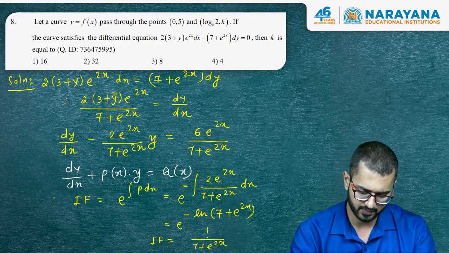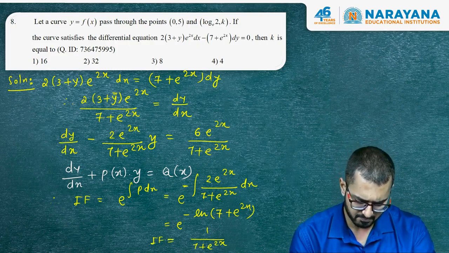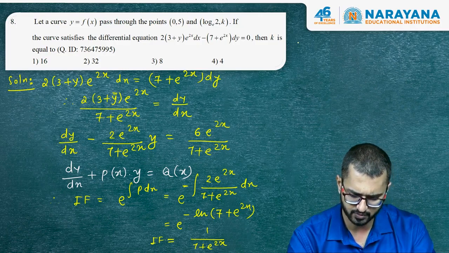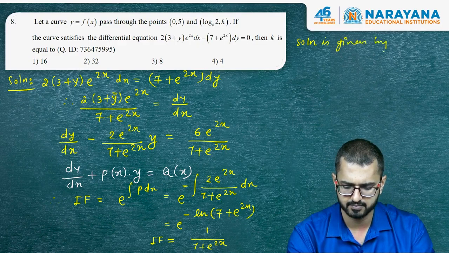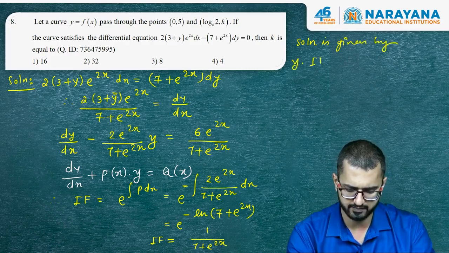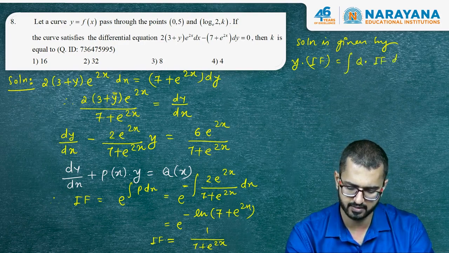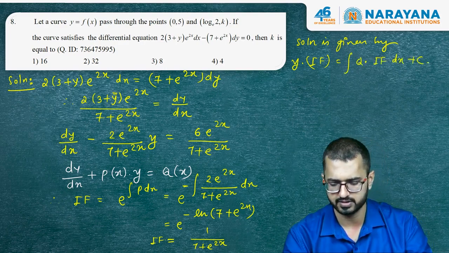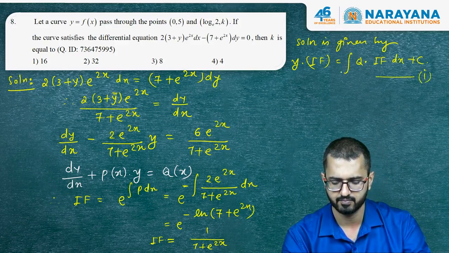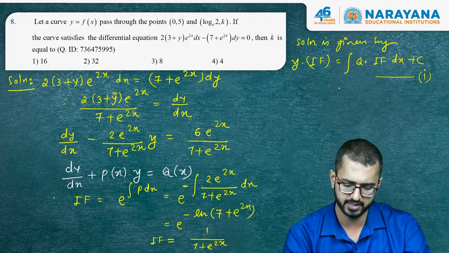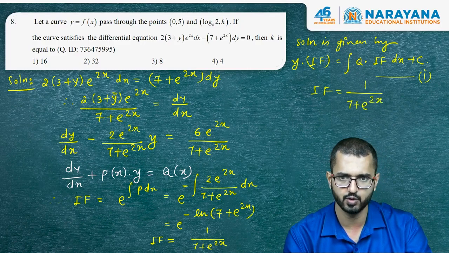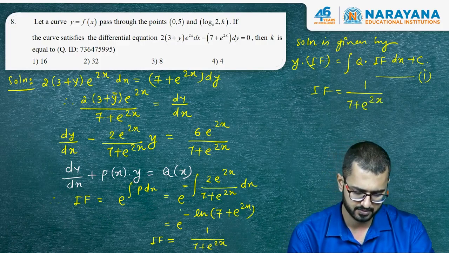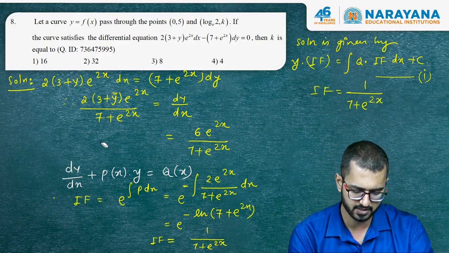So now we have to move ahead. The solution is given by y into integrating factor is equal to integration of q into integrating factor dx plus c. So our goal is now to calculate this part. The integrating factor we already have, it's 1 over 7 plus e to the power 2x, right? So let's solve this differential equation now.